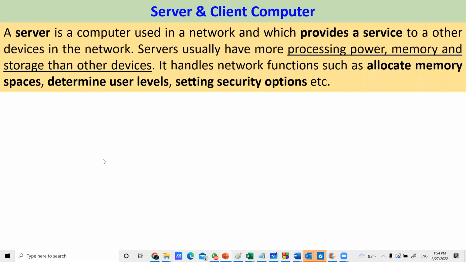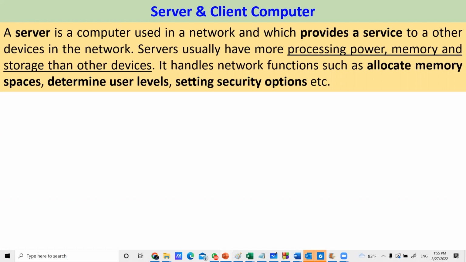Right. That is the explanation about the server computer. It's a computer used in a network that can provide services. Here the important point: it provides a service to other devices in the network. Its processing power, memory and storage are very high when compared with the other devices in the network. Server computers have higher processing power and higher memory capacity, memory and storage. These are the special features of the server computer. It handles network functions.